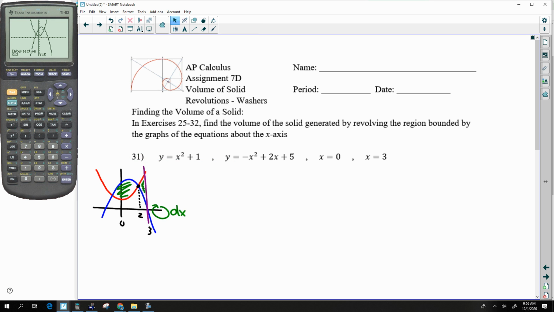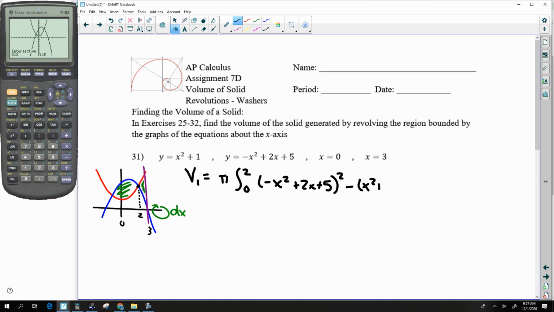Okay, let's talk about the area from 0 to 2. Let's rotate that, and that's going to be the blue over the red. So the volume of that, I'll call it volume 1, is of the left-hand portion, and that is going to be pi integral from 0 to 2 of the blue, which is negative x squared plus 2x plus 5, over the red, which is x squared plus 1.